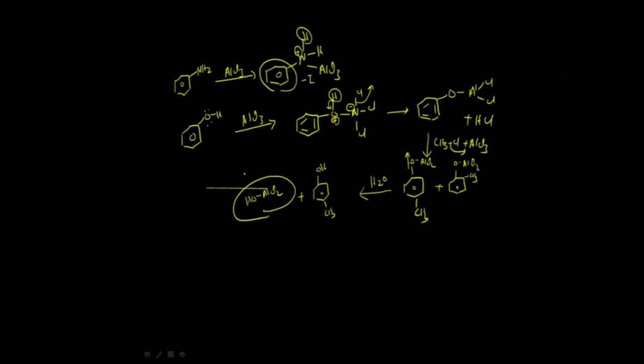To get a good percentage of yield, we have to use excess AlCl3, because AlCl3 combines with the phenol and gives this product. So Friedel-Crafts alkylation and acylation of phenol needs a high amount of the Lewis acid, that is AlCl3. Like this, phenol can be involved in Friedel-Crafts alkylation and acylation reaction.